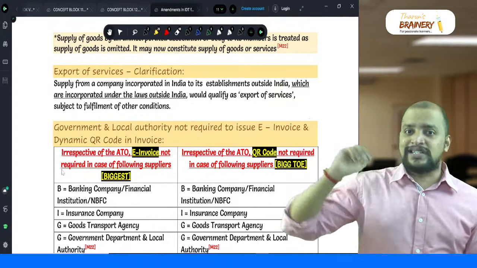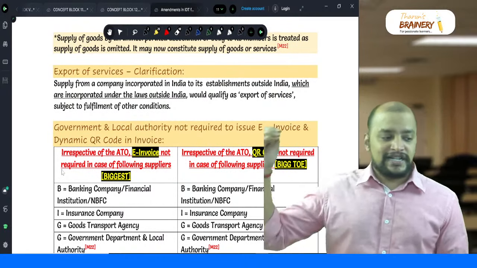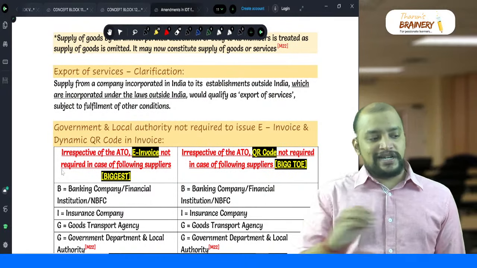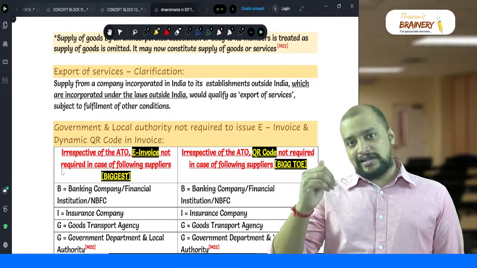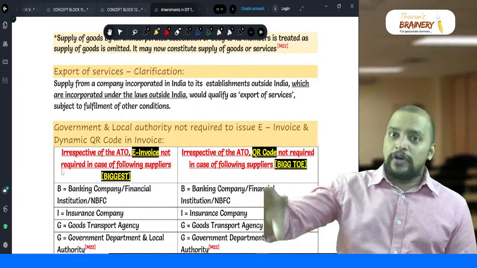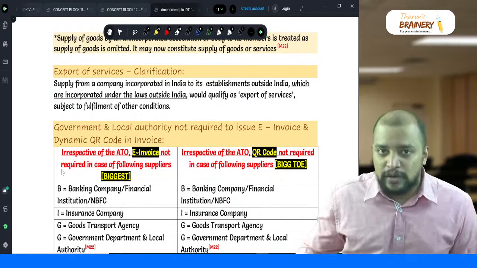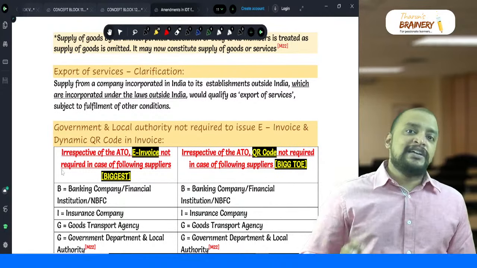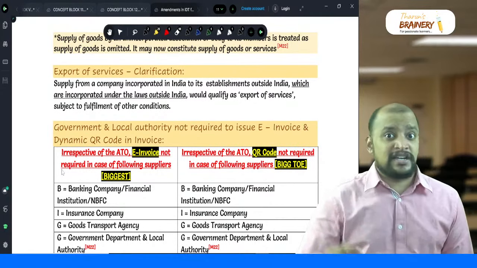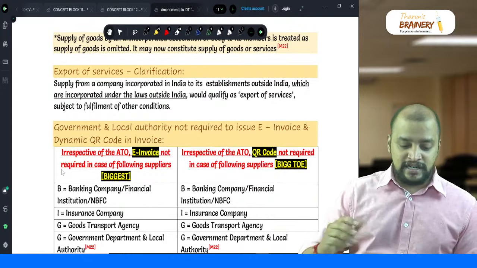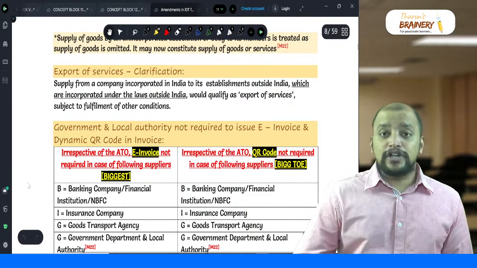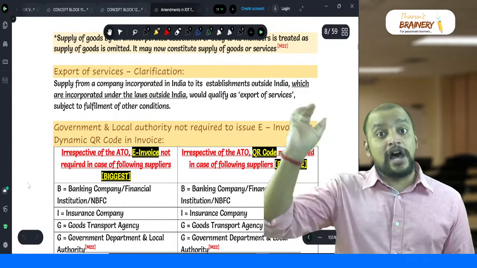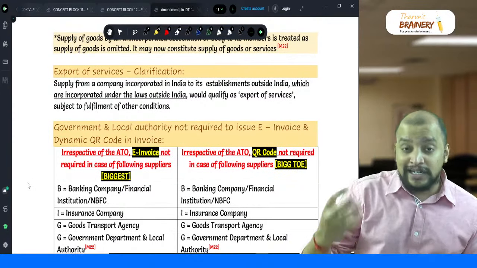If that branch outside India is incorporated separately, then in that case it will be treated as a different person only. It will not be treated as two establishments of the same person. It will be treated as a different person. So that is this clarification. Then it should be incorporated under the law of outside India.